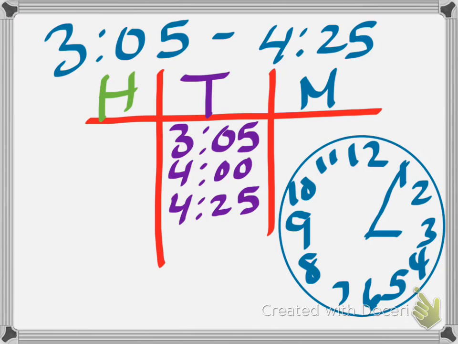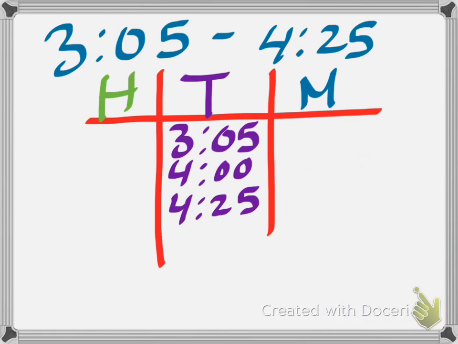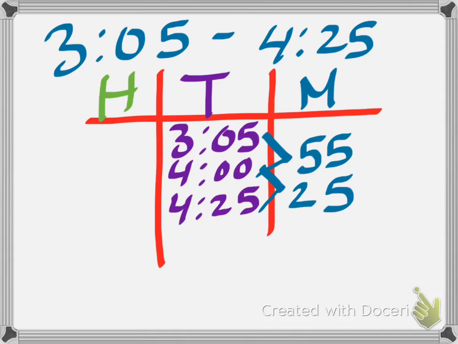And we are counting all the way up to 4 o'clock. So let's see how many minutes it is. 5, 10, 15, 20, 25, 30, 35, 40, 45, 50, 55 minutes. So from 3:05 to 4 o'clock, it is 55 minutes. Now we are going from 4 o'clock to 4:25. Is that a whole hour? Nope. How many minutes is that? That is 25 minutes.